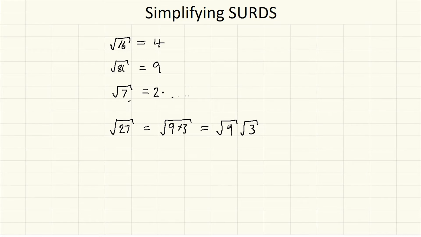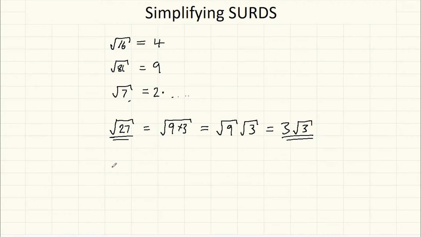Now the first one here is a perfect square. The root of 9 is 3. This is a surd. We can't simplify it any further, so we just leave that as root 3. So a simplification of root 27 is 3 root 3. If you were to work both of these out on a calculator, you'll see that the results are identical.